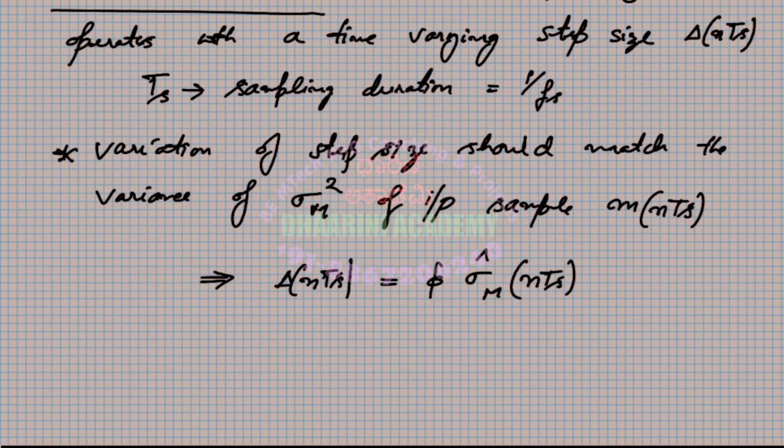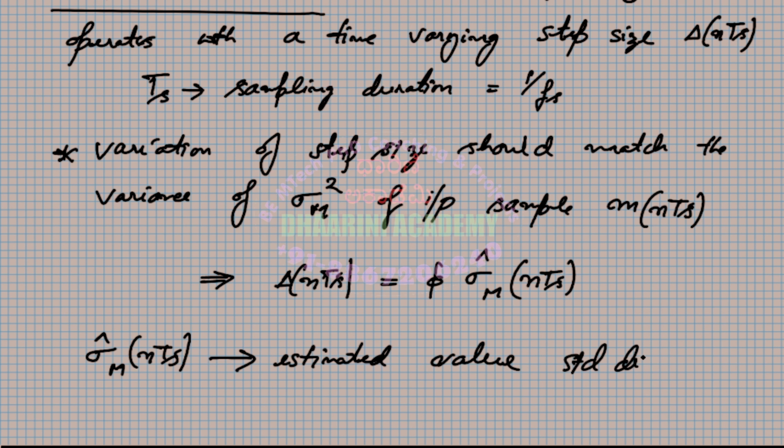We are trying to code this. So I'll write that part. Sigma m cap, whatever we have written here, is an estimate. Sigma m cap of nTs is the estimated value. That's why the cap is over there. It's an estimated value of the standard deviation, because we wrote here a variance.